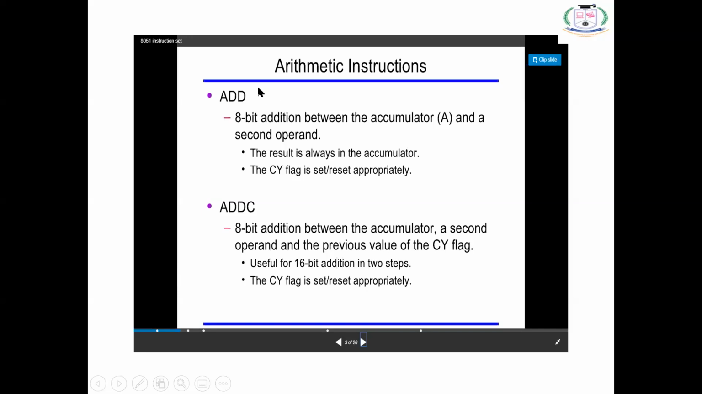So my addition will happen with the accumulator and the second operand, and my result will always be stored where? In the accumulator only. So ADDC means add with carry. If, for example, a carry is generated in my program, it is automatically added. This ADDC is mainly used to perform 16-bit addition. While we are writing a program for 16-bit addition, we will use ADDC. In 8085, we have a DAD instruction for adding two 16-bit numbers, but here we don't have a separate instruction, so we use ADDC.